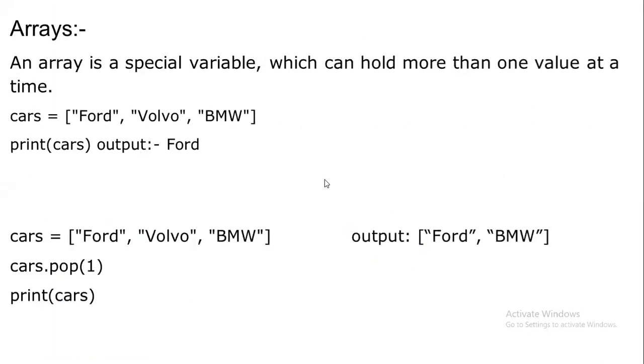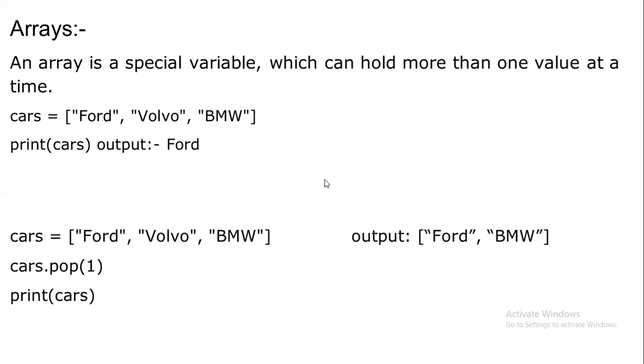Let's move further. An array is a special variable which can hold more than one value at a time. For example, cars is equal to Ford, Volvo, BMW. Print cars, output is Ford.